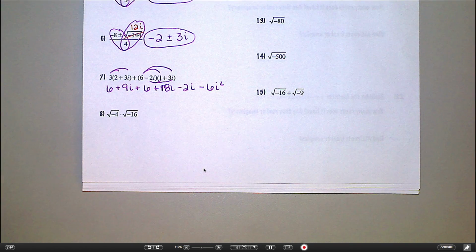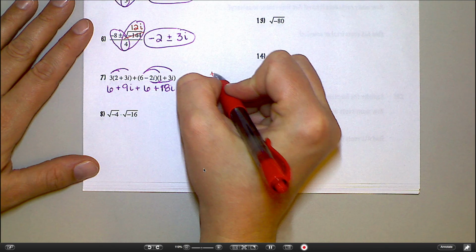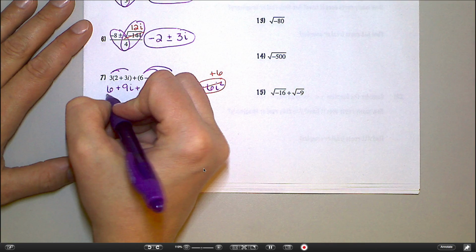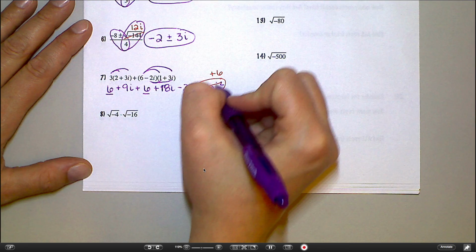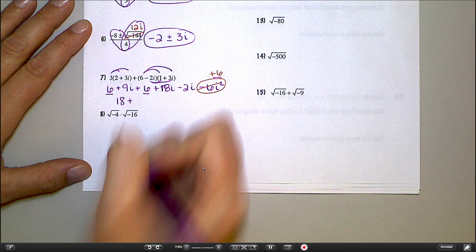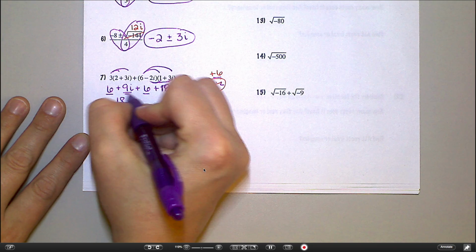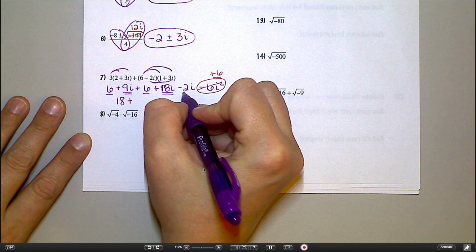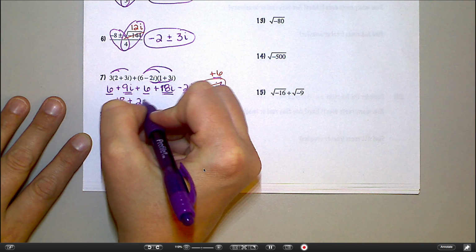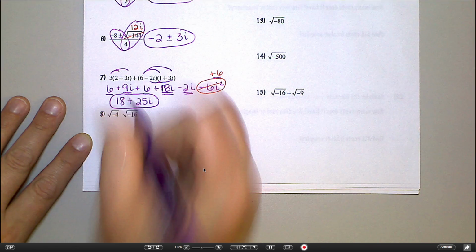Okay. I would immediately take this negative 6i squared and replace it with a plus 6. And then I'm going to go through and collect all of my real numbers. So 6, 6, and 6 make 18, plus 9i plus 18i minus 2i. Let's see, that's 27 minus 2 is 25i. And there's my final answer on that one.